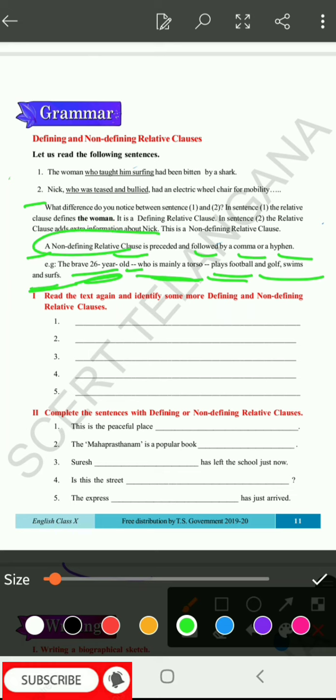So this is a non-defining relative clause. As we can see here, we have a hyphen, and also we can see that there are two parts to the sentence. So that is called a non-defining relative clause.